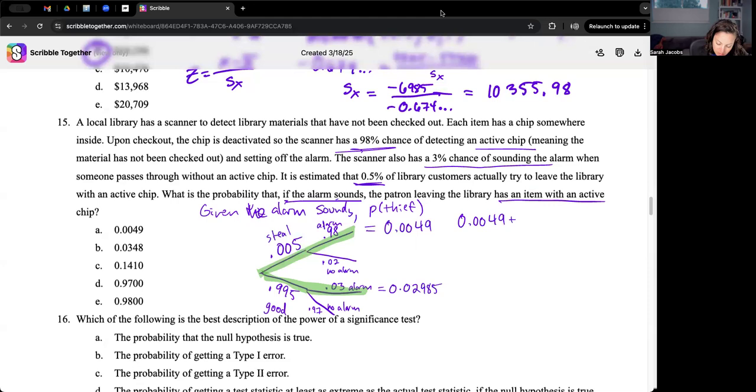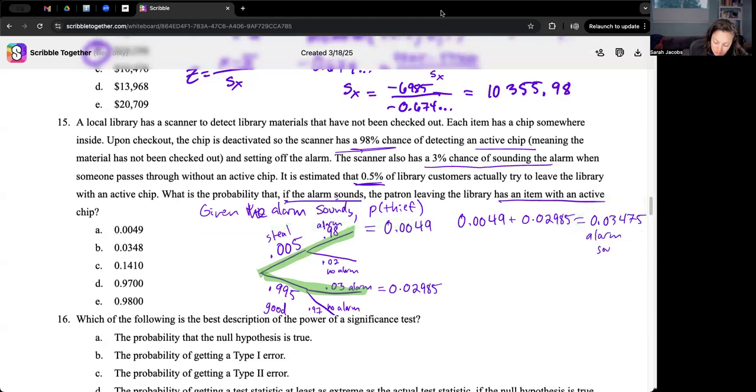When we add those together, that plus this is going to be the probability that the alarm goes off at all. So first I'm going to add these together. 0.03475. Since this is a given situation, this is going to become our denominator, given that the alarm goes off.